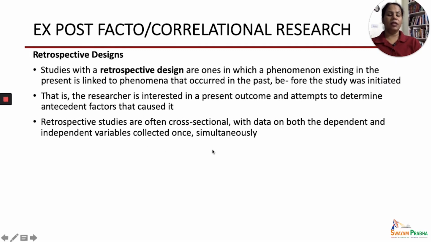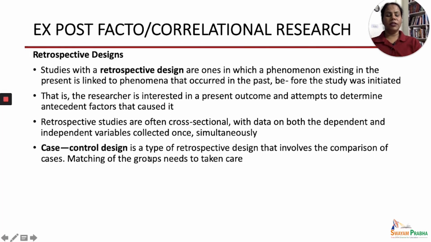So then we can think of taking two groups. One group might be having the lung cancer and another group may not be having the lung cancer, and then we can try to find out what type of behaviors or what type of lifestyle they were having, the patients who had lung cancer and were staying in the same area, and the other patients who did not have the lung cancer, what type of lifestyle they were having. So it means we are interested in the present outcome, that is lung cancer, but then we are going backward and we are trying to find out the antecedent factors which might have caused the lung cancer.